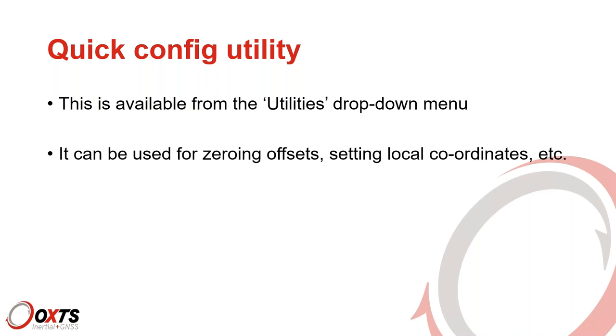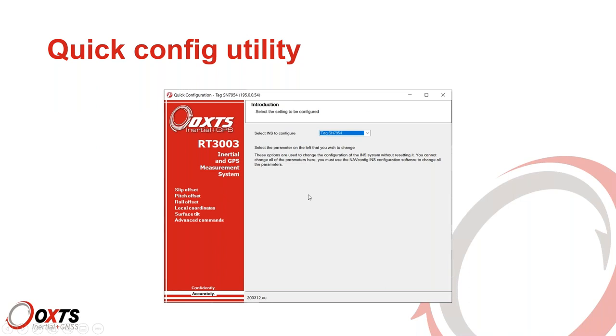Now moving on to the quick config utility. This is available in the utilities drop-down menu, and it can be used for zeroing offsets or setting local coordinates. The first thing you do when you open this is select the unit you want to configure. This will be a drop-down, and it'll have all the units that are available on the network. And then you choose what you'd like to do.